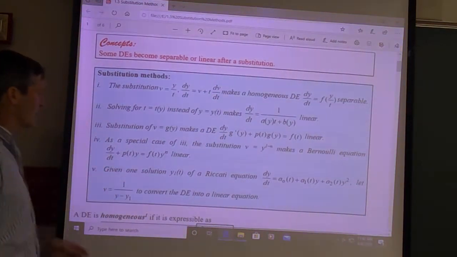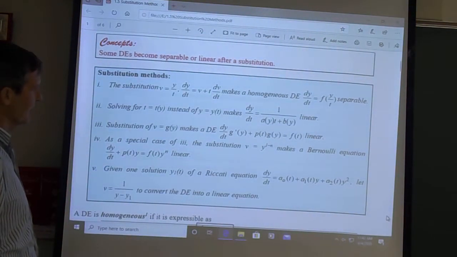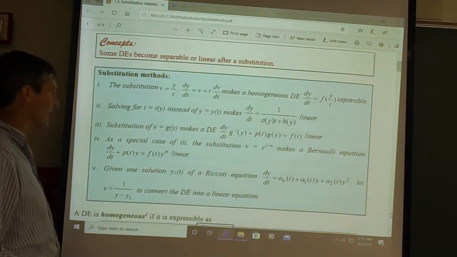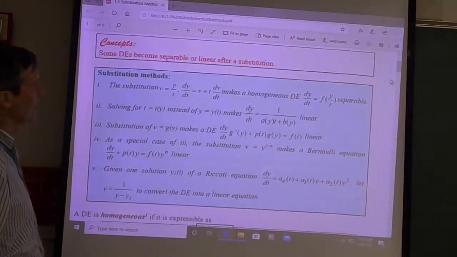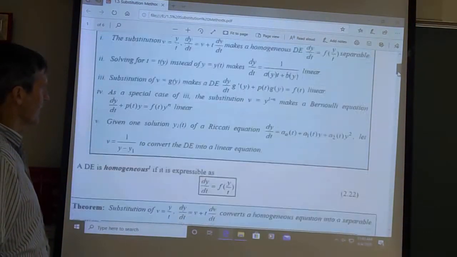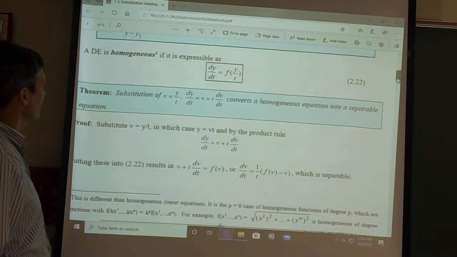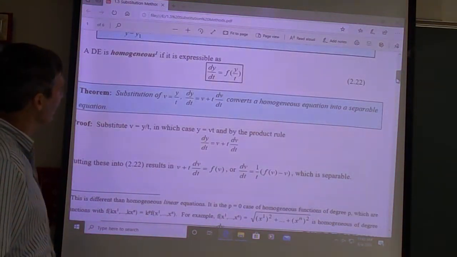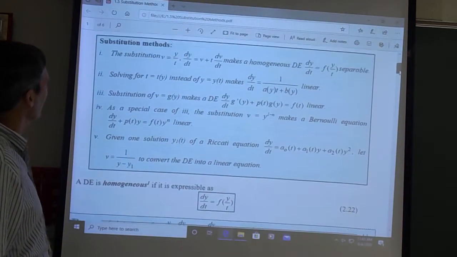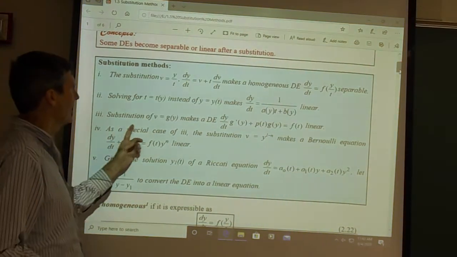Then there's a Riccati equation. I'm going to skip that one this semester, I think. If we have a little time at the end, I might get back to it. Those are of occasional use, not as much as these others. So let's look at these two that we did. And we should look at the third one. Let's look at the other one now.